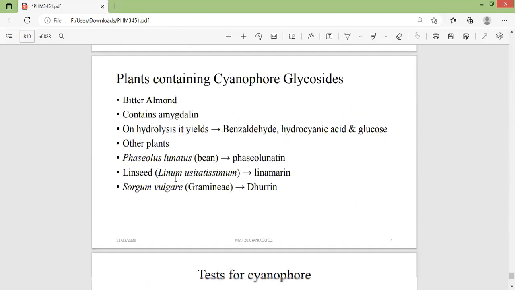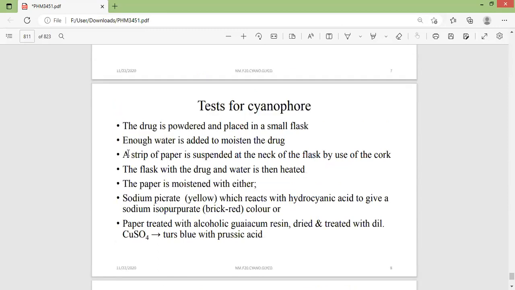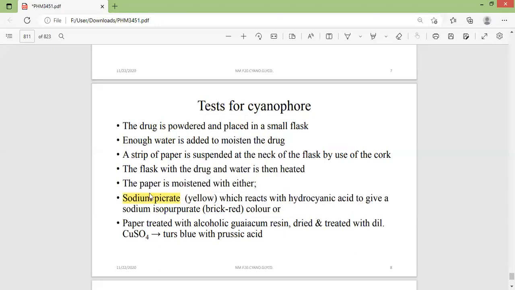Then it's tested. You moisten the drug, and you put a strip of paper in the container with the drug, where the moistened drug is heated. I saw this question somewhere. This paper should be moistened or soaked in sodium picrate. It's the one which will react to the hydrocyanic acid to give a red color. So don't forget it, sodium picrate will react to the hydrocyanic acid to give a red color.